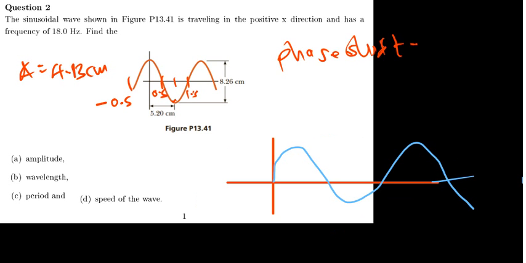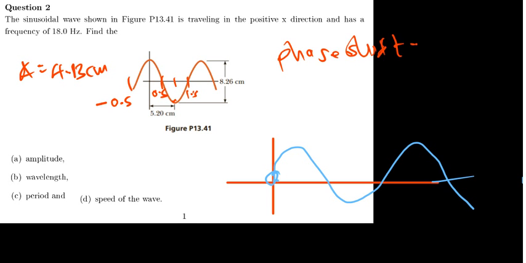Anyway, the phase shift is where the graph is starting from. In this case, the graph has started from 0, so the phase shift is 0. Here, I've put negative 0.5, that's where the graph is starting from. That is our phase shift. I think you did this in trig.